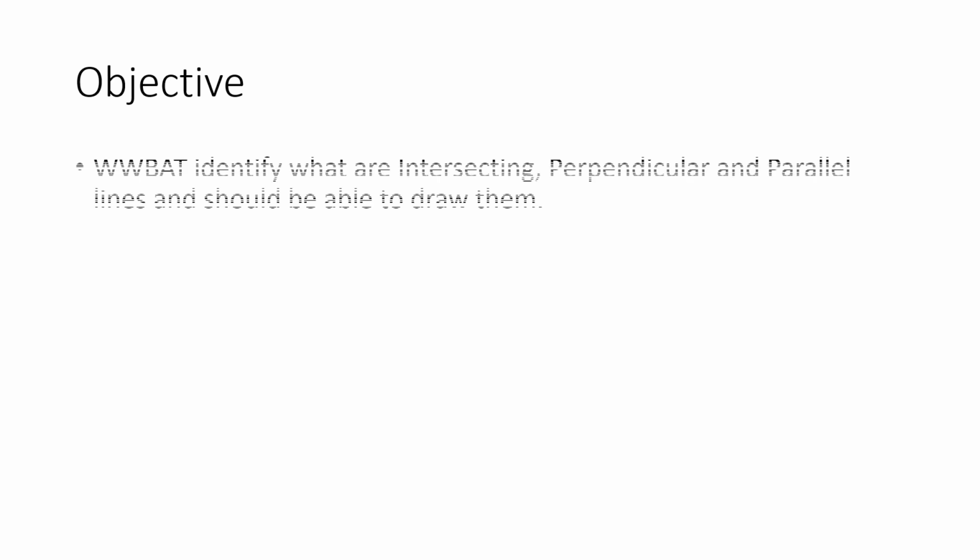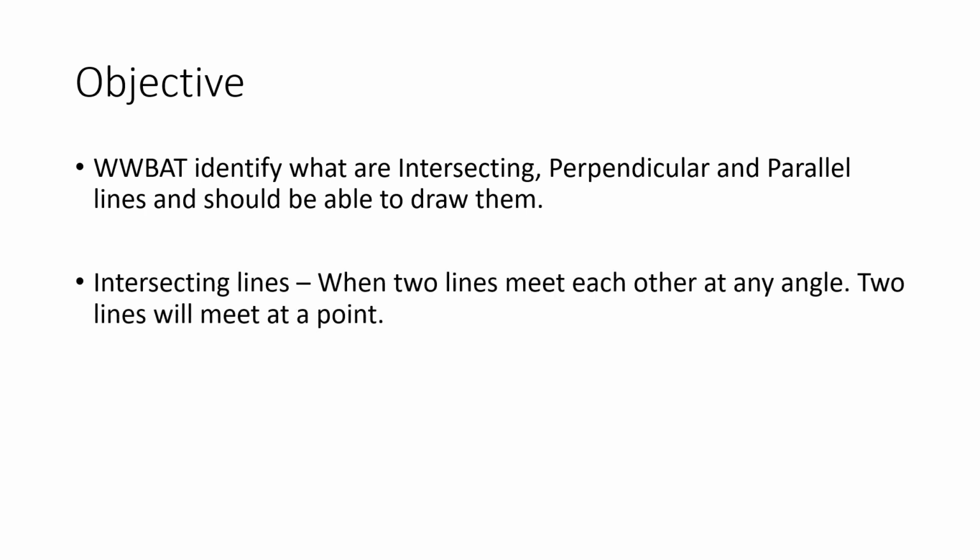This brings us to our objective today. We will be able to identify what are intersecting, perpendicular and parallel lines and should be able to draw them. So we are going to first identify and then we should be able to draw them. Intersecting lines. When two lines meet each other at any angle, they are called intersecting lines. The two lines will meet at a point.